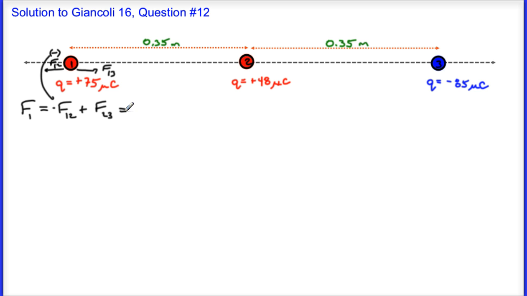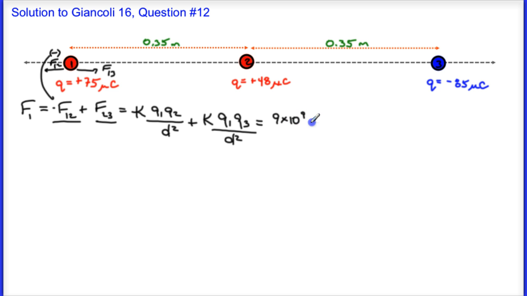Now, substituting Coulomb's law in for each one of these terms, this becomes K times Q1, Q2 over the distance squared. I've got to remember that that is negative. And then I'm going to add to that K, Q1, Q3 over the distance squared. Plugging in my values for K, I'm going to put the units in: 9 times 10 to the 9th Newton meters squared over Coulomb squared. And then I'm going to multiply that by Q1 and Q2. I've got to remember to keep my negative sign here and carry that.